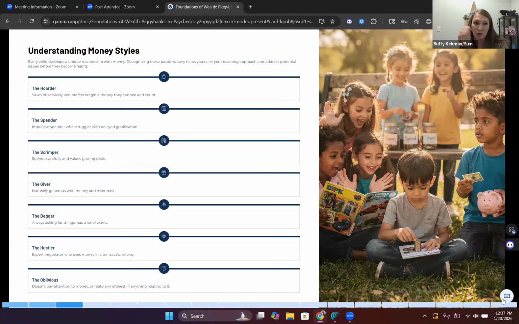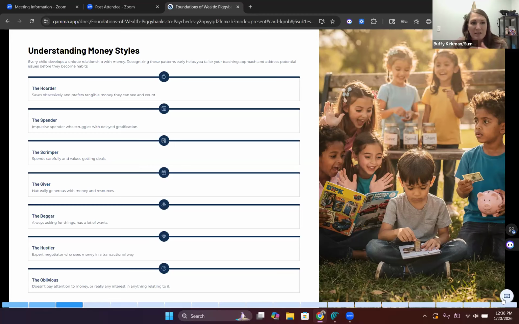So the hoarder, this is a natural tendency style in younger kids where they want to just save every single dime that they make. These would be the kids that have their birthday money from like 4 years ago, and they never spend their money because they like being able to touch it and feel it and see it and count it. So it matters more to them that they can touch their money and see it and know that it's there than they care about spending it.